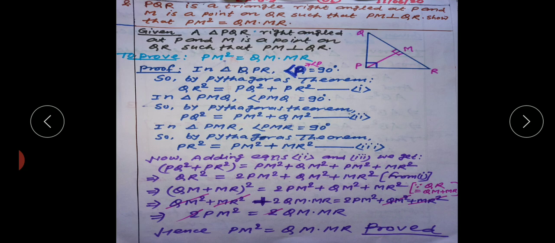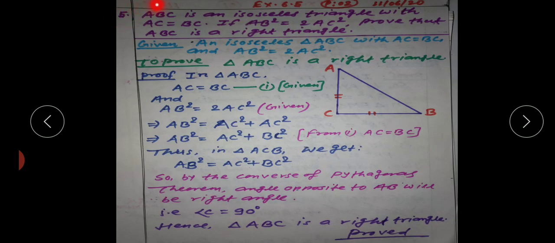Okay. Now let us see question number 5 of your exercise 6.5. The question is, this triangle ABC is an isosceles triangle with AC equal to BC, and it is also given that the square of AB is equal to twice the square of AC. AB square is equal to 2AC square. It is given in the question. We have to prove that this triangle is a right angle triangle.